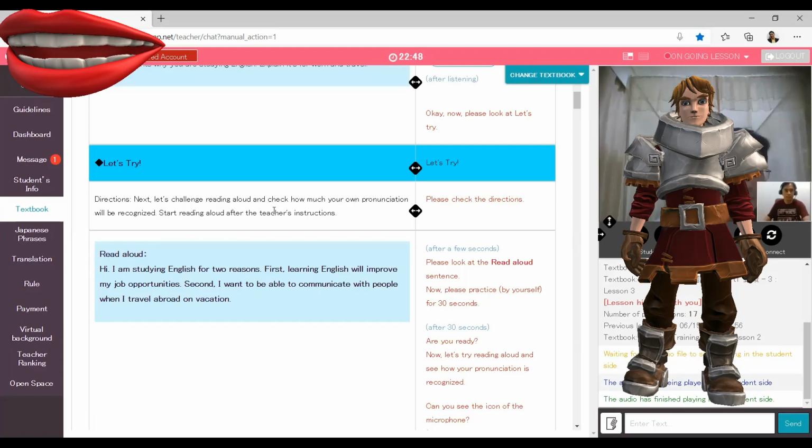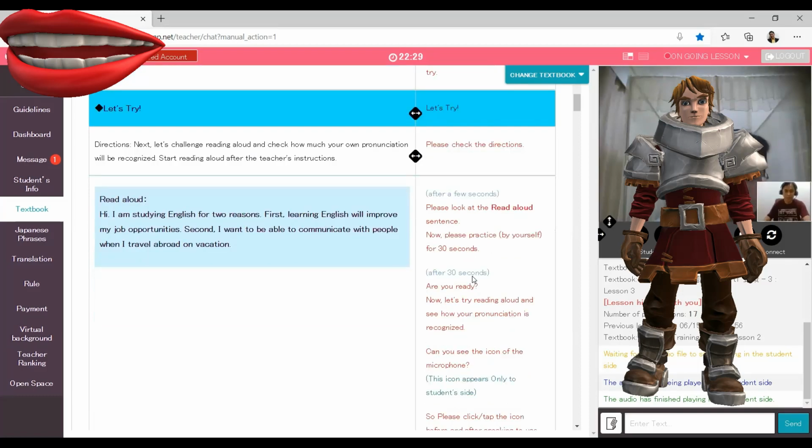Next, let's challenge reading aloud and check how much your own pronunciation will be recognized. Start reading aloud after the teacher's instructions. Please look at the read aloud sentence. Now you have 30 seconds to practice by yourself. Practice first.